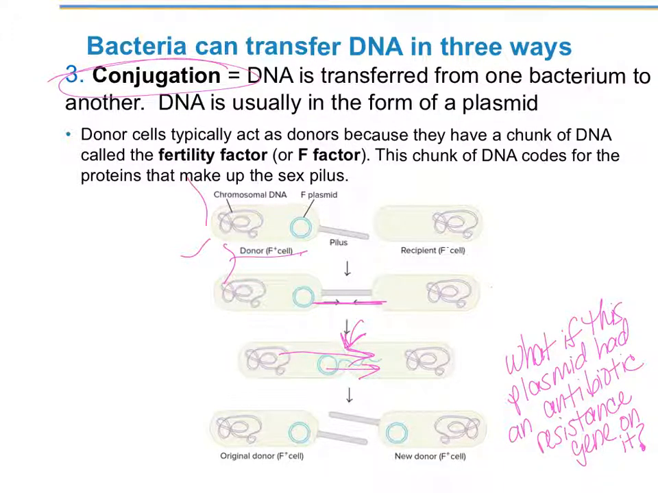So you could imagine if, say, this plasmid here had an antibiotic resistant gene on it, you could see how bacteria could easily transfer antibiotic resistant genes from one cell to another.